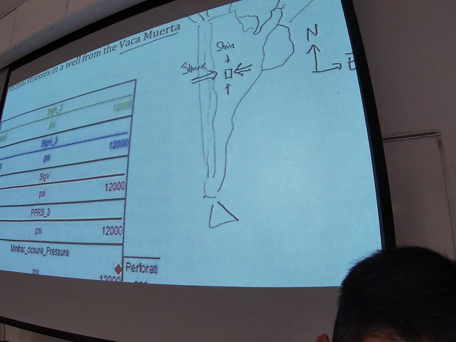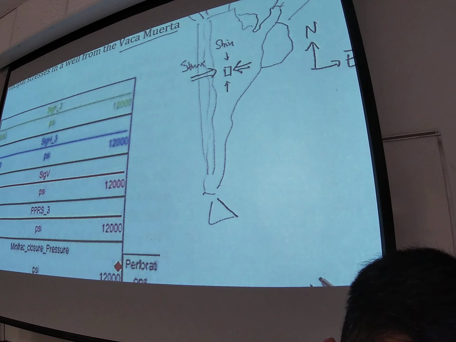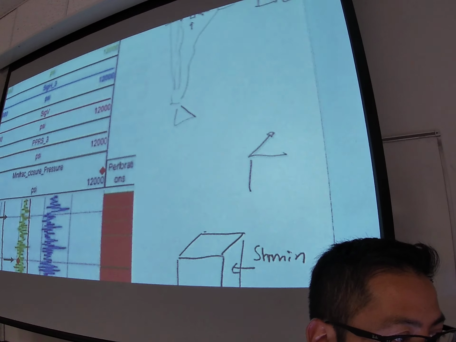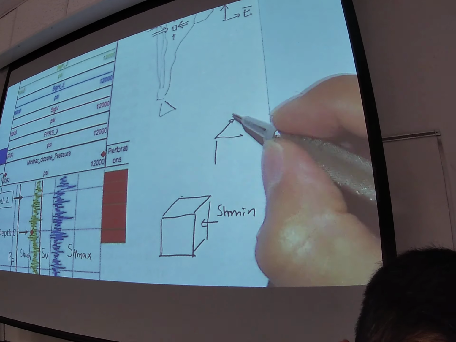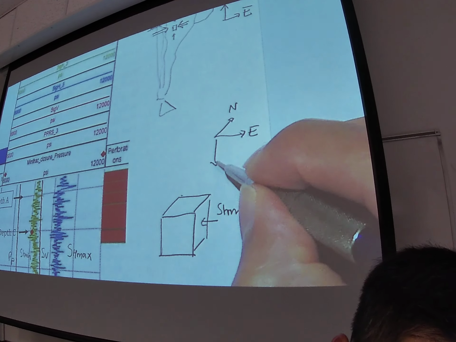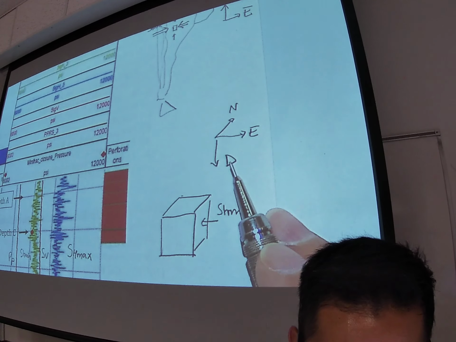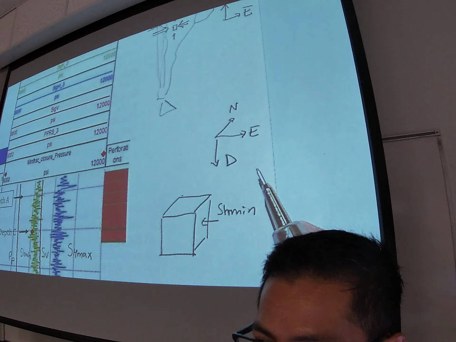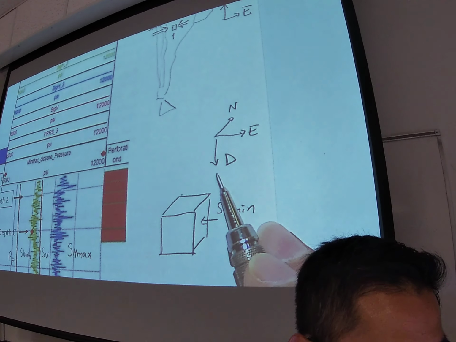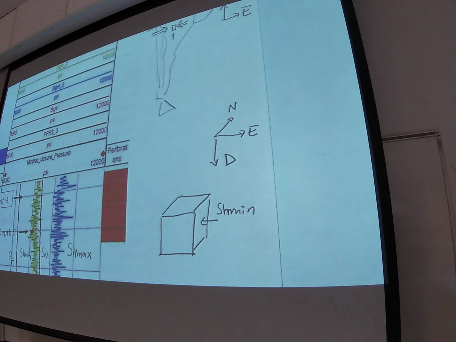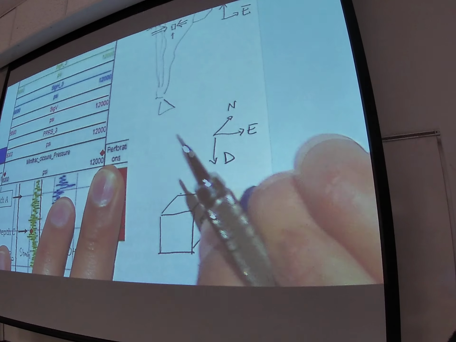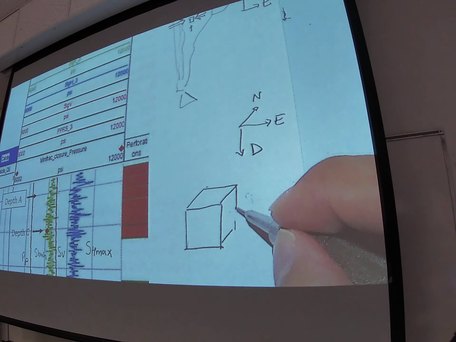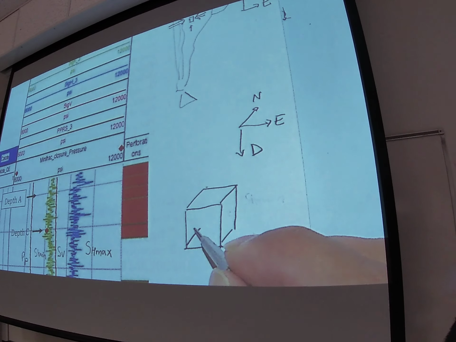Because of that reason, let's make this drawing more accurate. Now I'm going to do it in 3D over here. This is going to be the north, this is going to be the east, and this is going to be the axis D. That stands for depth. So that one is going down. So if that's the case, then let me change this. The minimum horizontal stress is going to be in this direction.